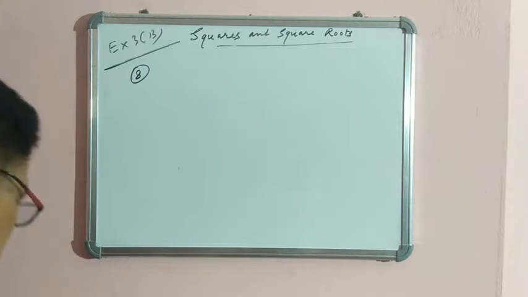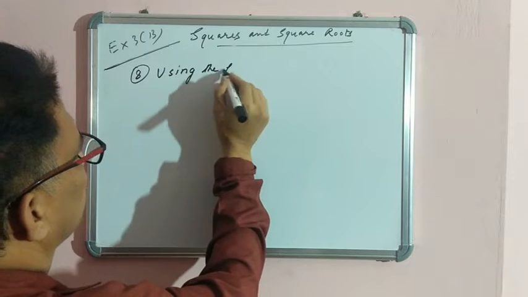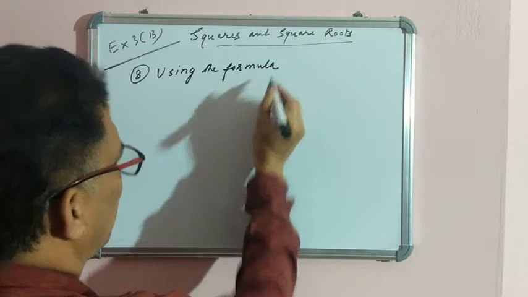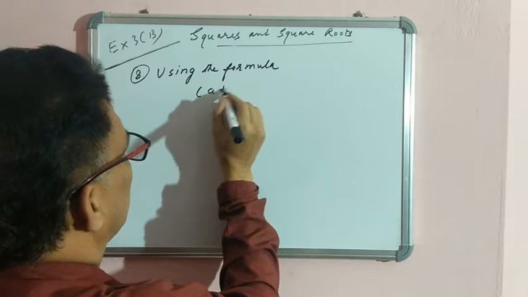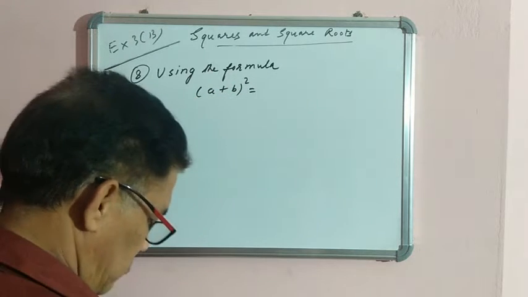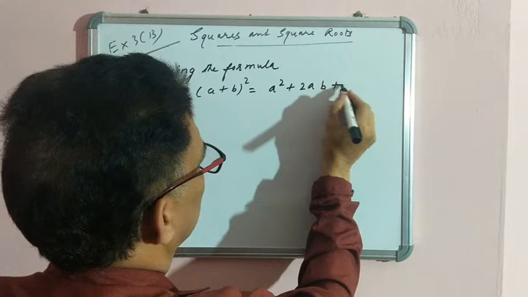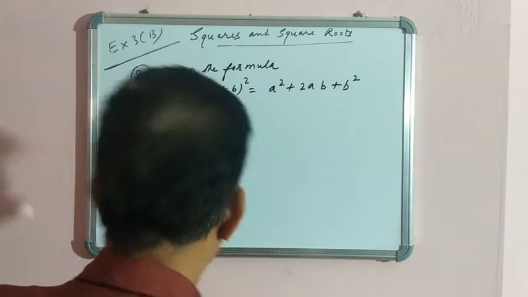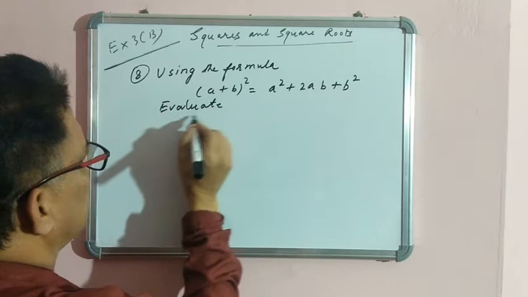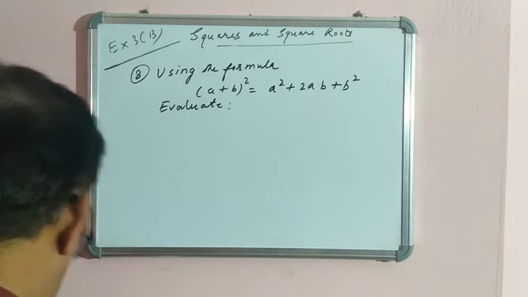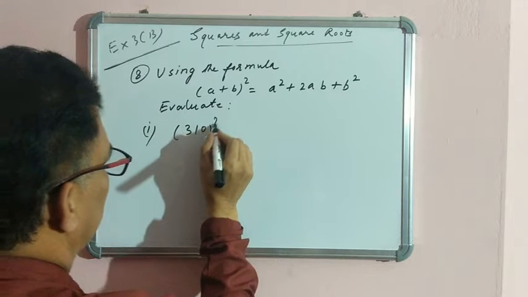Question number 8. Using the formula (a plus b) whole square is equal to a square plus 2ab plus b square, evaluate. Our first part I am taking, that is 310 whole square.